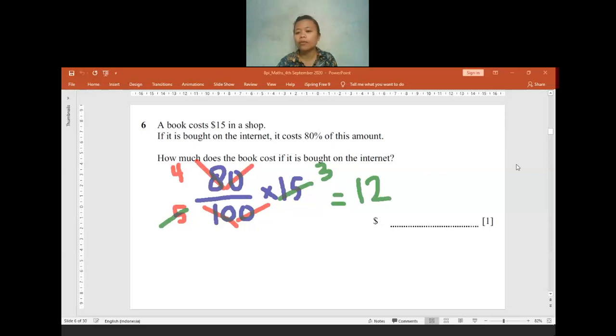Is there anyone having any questions so far? No? Okay. If you have no question, I will move to question 7. Wait, so the answer is what? Yeah, the answer is $12. This is the final answer. Is there anyone who is still confused? How are we going to discuss number 7? Yes, we are going to discuss number 7 after this.